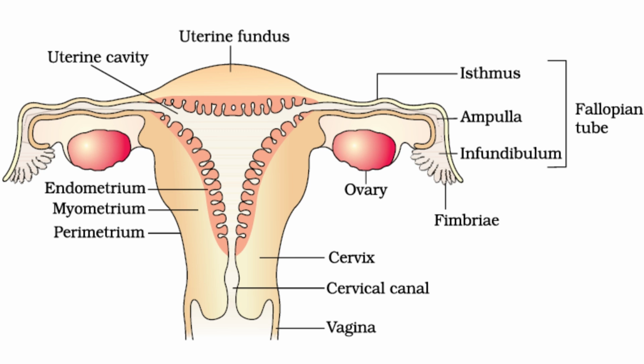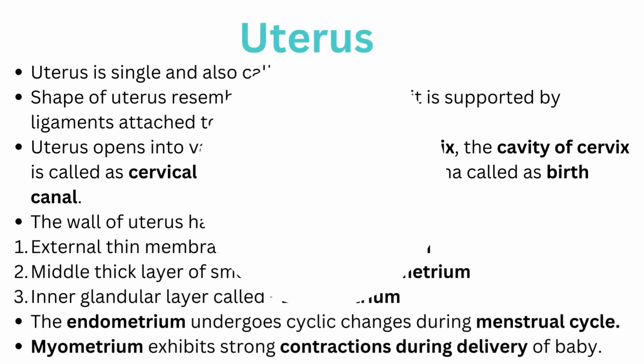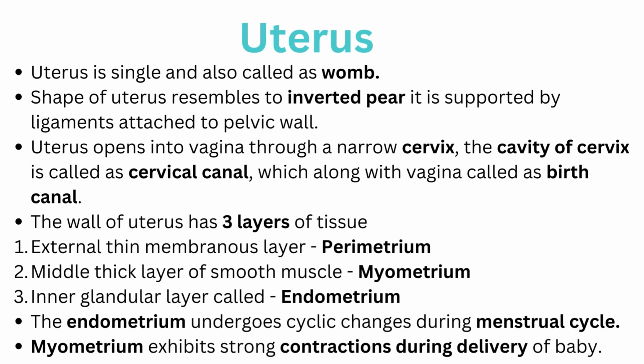The wall of the uterus has 3 layers of tissue. The first is the external thin membranous layer, called perimetrium. The second is the middle thick layer of smooth muscles, called myometrium. The third is the inner glandular layer called endometrium. The endometrium undergoes cyclic changes during the menstrual cycle. We are going to cover it in the menstrual cycle part, coming in further videos. The myometrium exhibits strong contractions during delivery of the baby, that is parturition. We are also going to cover it in future videos. Please stick to this channel.